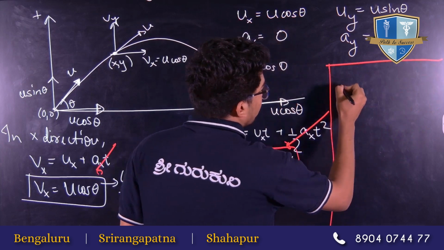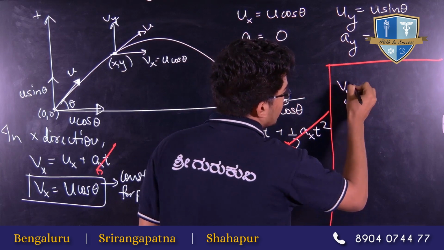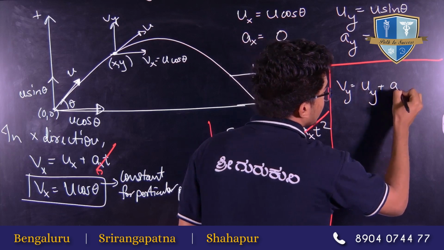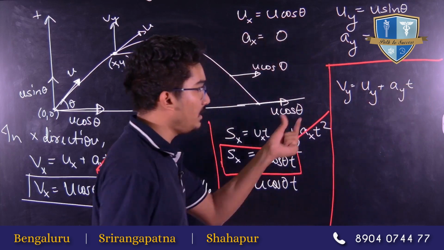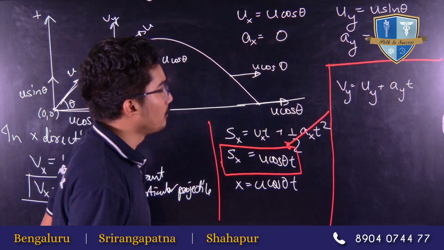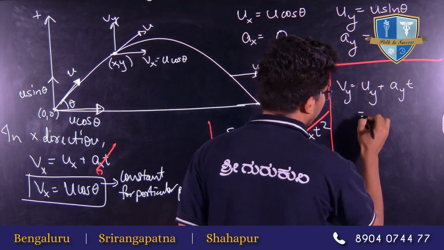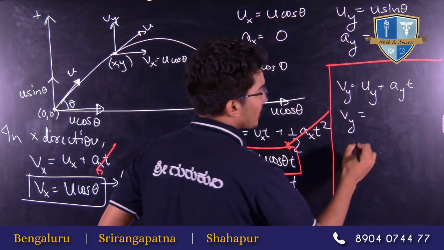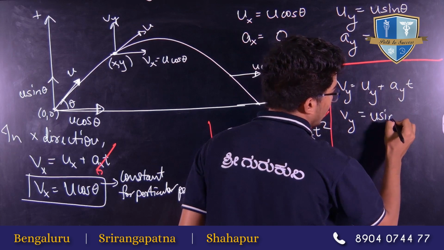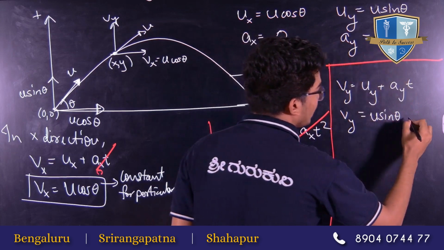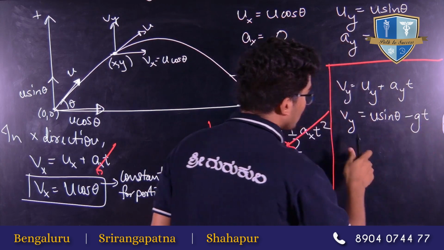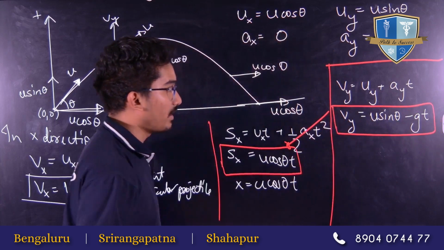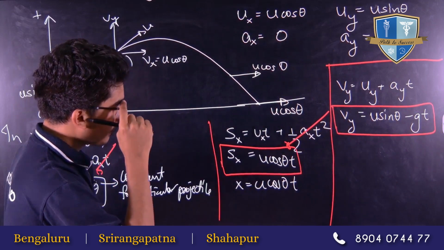So final velocity in y direction is equal to initial velocity in y direction plus acceleration in y direction into t. V is equal to u plus at, again a formula from motion in a straight line. The initial velocity in y direction is u sin theta, and acceleration in y direction is minus g, into t. So this is our final velocity at any time t.